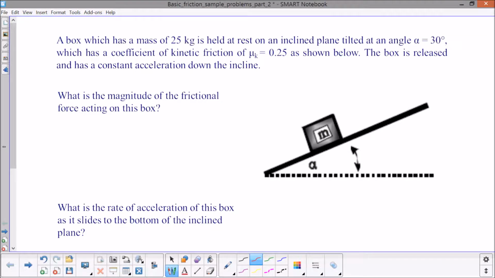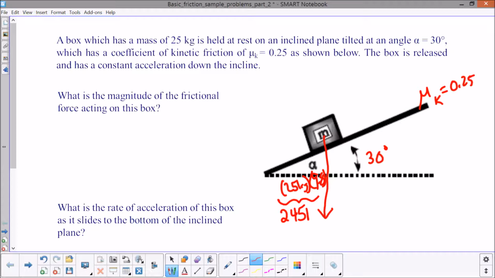In this next problem, we have an object that's on an inclined plane. This inclined plane is tilted at an angle of 30 degrees, and the coefficient of kinetic friction on the ramp is 0.25. So the first thing that we need to do is calculate the weight of this box. The weight of the box is going to be 25 kilograms times 9.8 meters per second squared, and that gives a weight of 245 newtons.